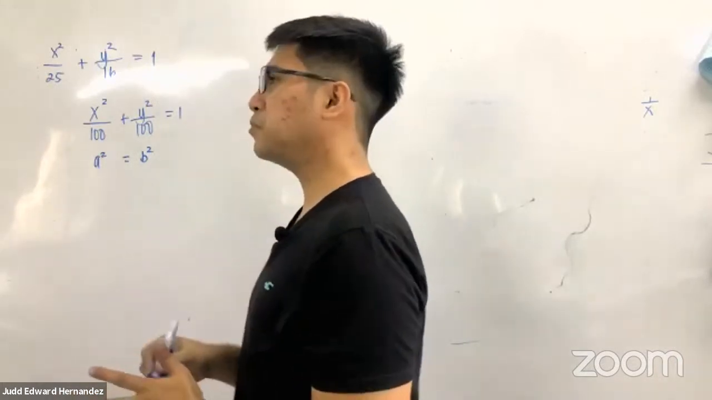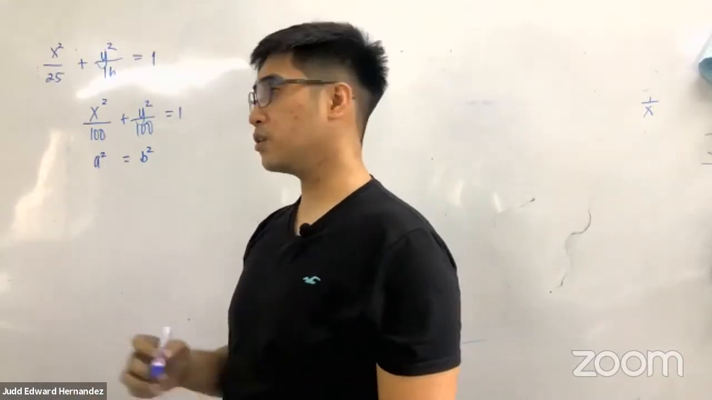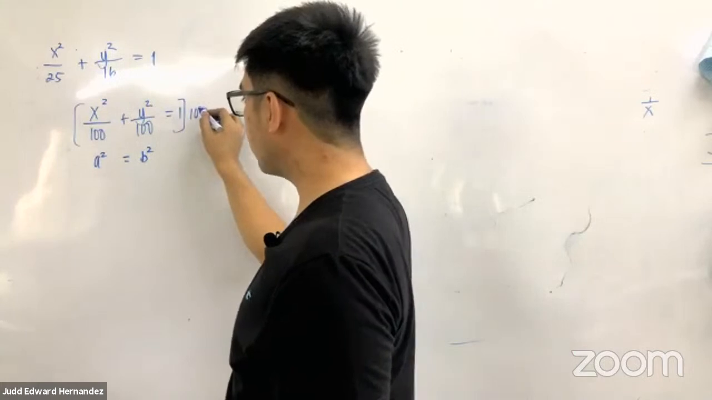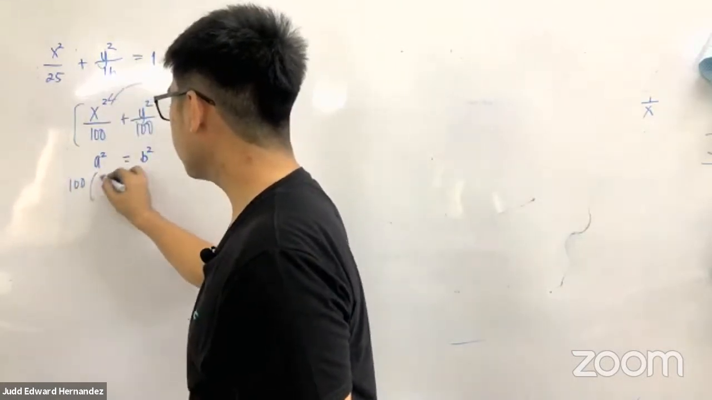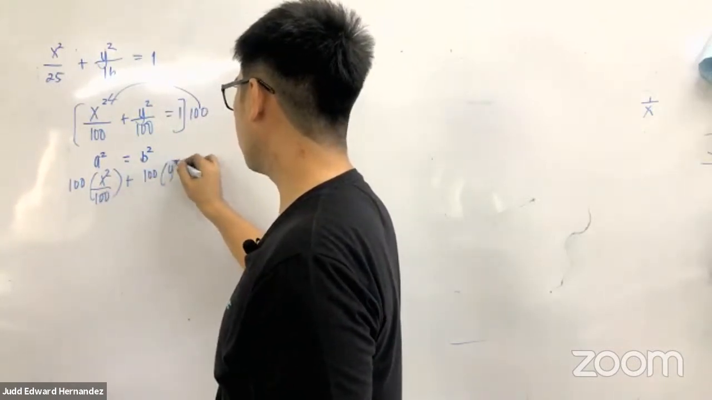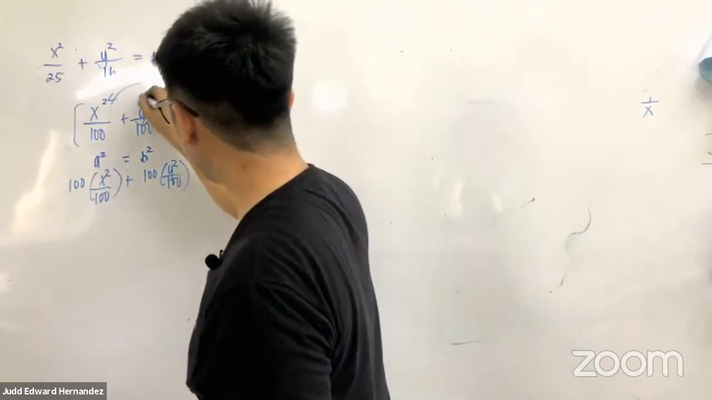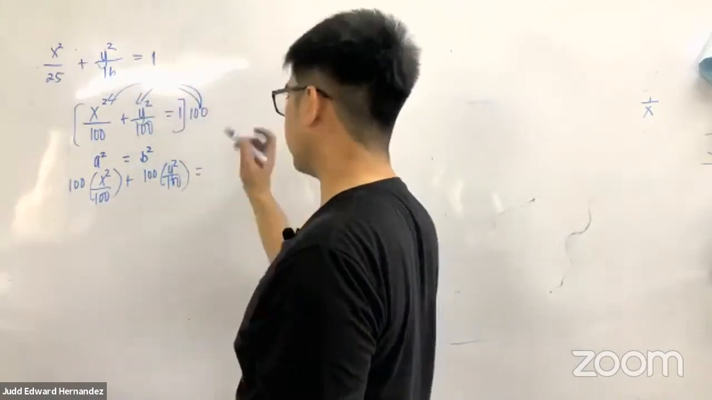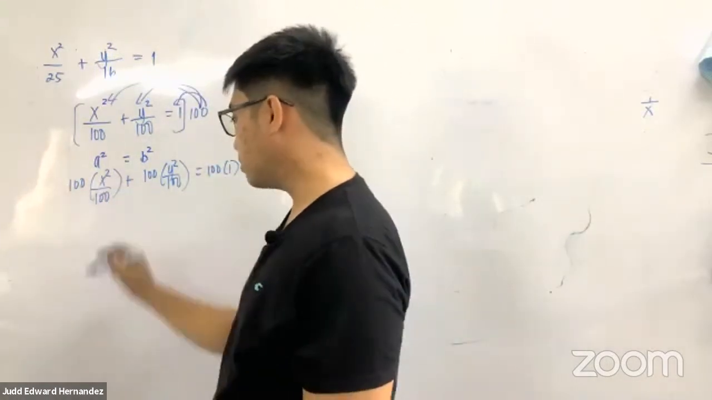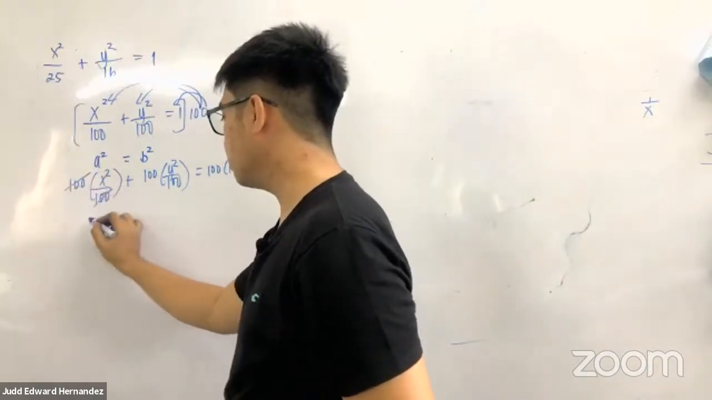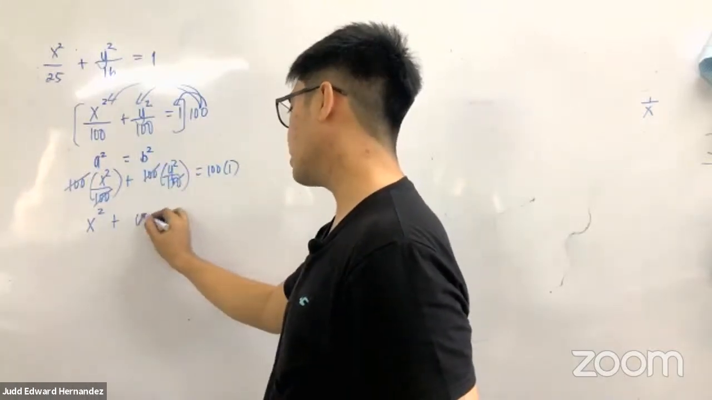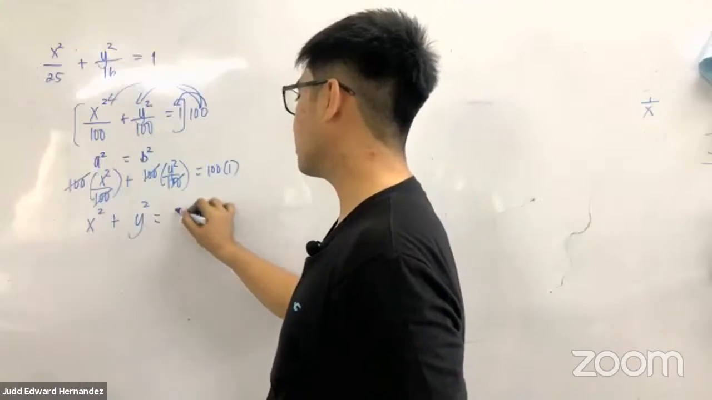Okay, so it is a circle. Pero sir, hindi naman po siya equation ng circle. No, it is an equation of the circle. All we have to do is to multiply both sides by 100. So if we will be multiplying 100, this becomes 100 times x squared over 100 plus 100 times y squared over 100. And the last term is in the right side, so that is 100 times 1. 100 times x squared over 100, cancel out 100. This becomes x squared. 100 times y squared over 100, cancel out 100. This becomes y squared. 100 times 1 is 100.